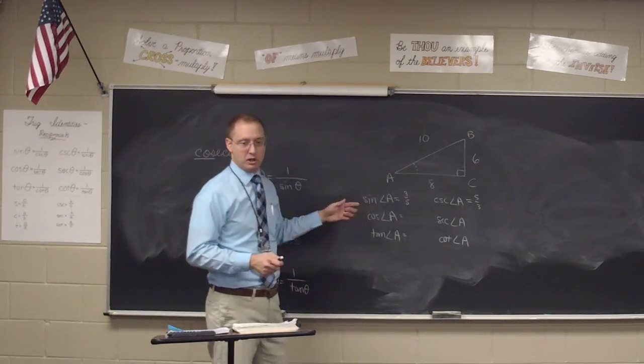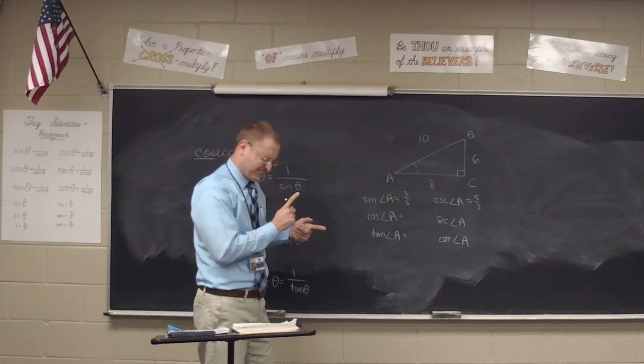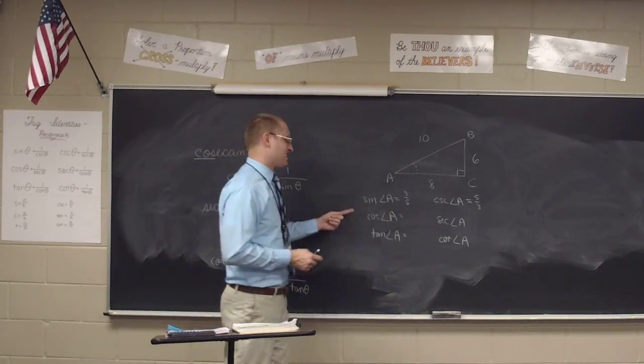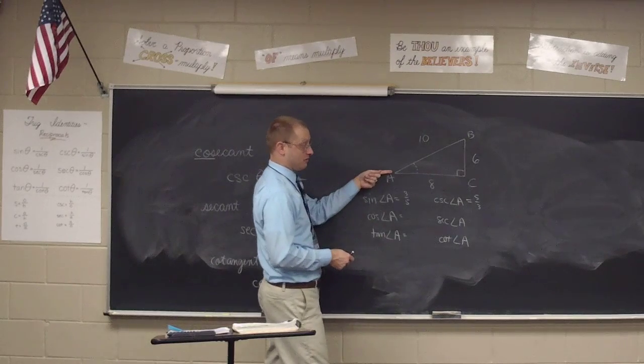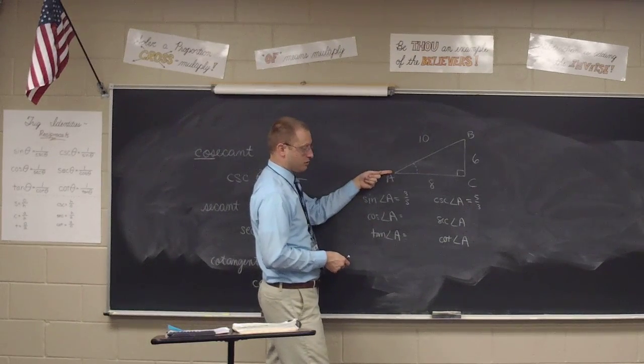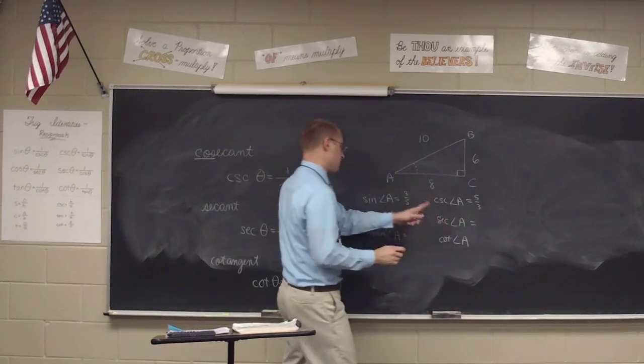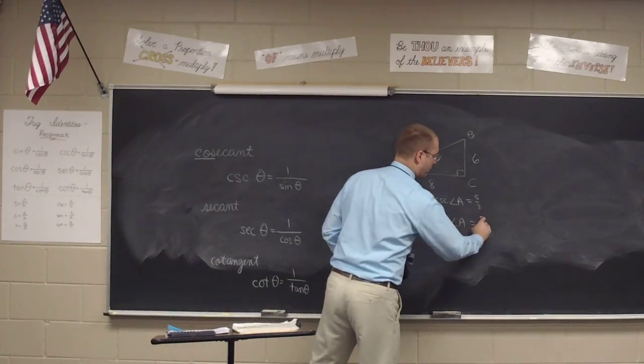Cosine, so SOHCAHTOA, cosine's whatever what? Adjacent over hypotenuse. So adjacent, 8, hypotenuse, 10, 8 to 10, or 4 to 5. What's the secant then? Since the secant is the reciprocal of cosine, 5 to 4.